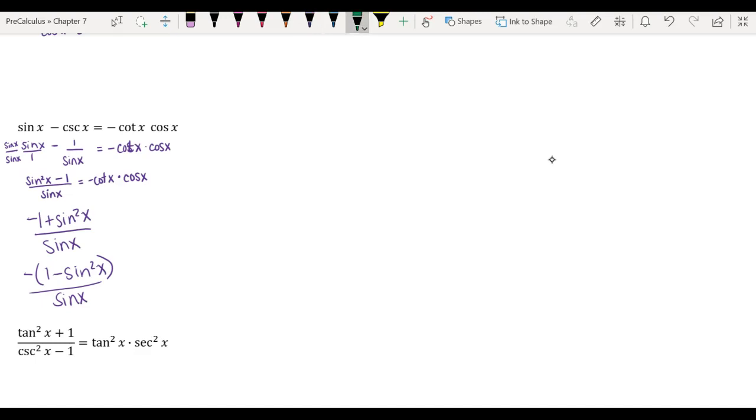This equals what then? Equals cosine squared. So I'm running out of room. So this is going to be negative cosine squared of x over sine of x. And we want this to equal negative cotangent of x times cosine of x.